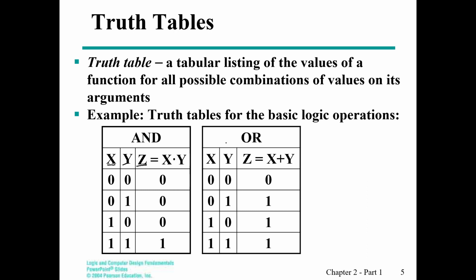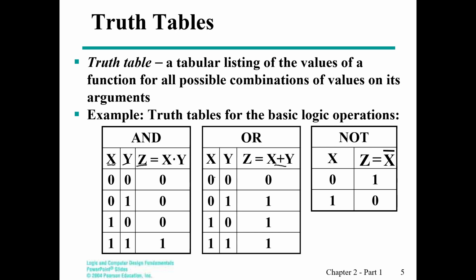Next is the OR gate, which is equal to an addition operation. For input variables x and y, the output variable is z. For OR, 0 plus 0 is 0, 0 plus 1 is 1, 1 plus 0 is 1, and 1 plus 1 is 1. Then the NOT operation: NOT is an inverse gate, equal to x bar, so 0 becomes 1 and 1 becomes 0.